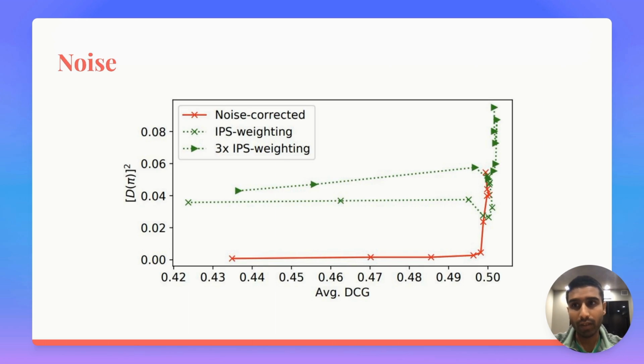Next, we had spoken briefly about noise. We investigate the effectiveness of a noise-corrected disparity estimator that we proposed to handle click noise. And we show that the noise-corrected IPS estimator of the disparity can indeed reduce disparity effectively and achieve zero disparity, while the pure IPS estimator cannot do that, even with 3x the data.